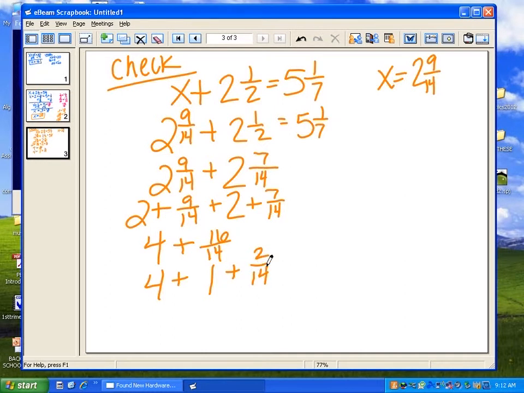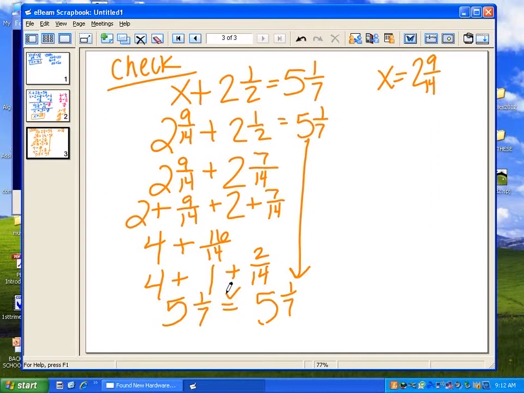So now I have some more wholes to add together. 4 plus 1 is 5, plus that 2/14ths. But 2/14ths can be reduced to 1/7. So 5 1/7 is equal to, and look, if I bring down what I started with, there it is. Did it work? Yeah, that means we got the right answer. Okay, but you have to walk yourself through the check to make sure.